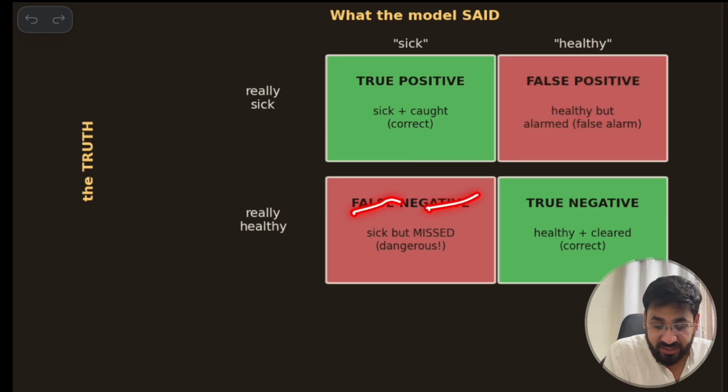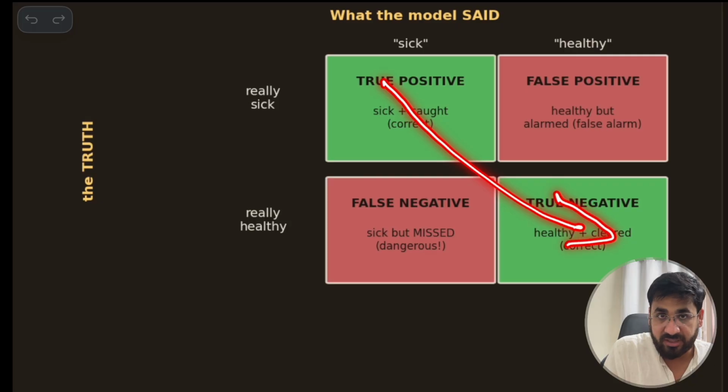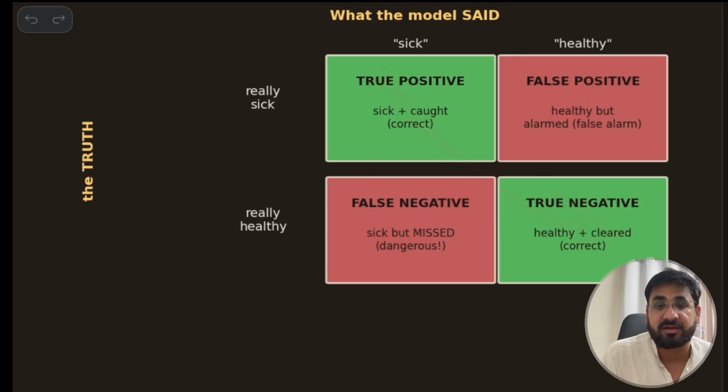Now it is false negative, sick but missed it. You know, this is a dangerous situation. Among 1000 people, we only have 10 people who are sick and we miss that. You understand the matrix, you can remember it easily: true positive, true negative, false positive, false negative. That's it.